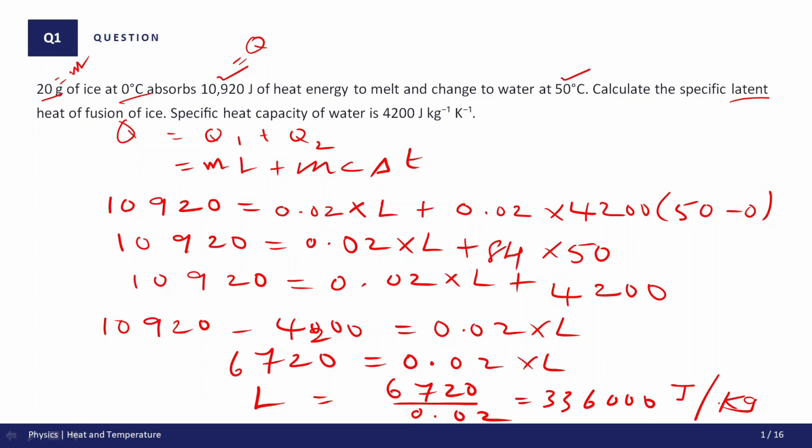So how much energy is given to the ice? 10,920. This energy is utilized by the ice to convert the state from solid to liquid, and the temperature of water rises from 0 to 50 degrees Celsius. This is the first one. I think, have you understood? Okay, I will go with the next one.